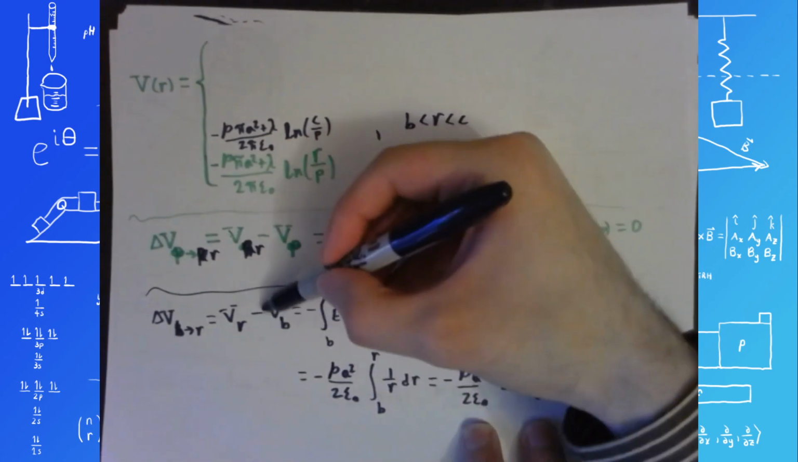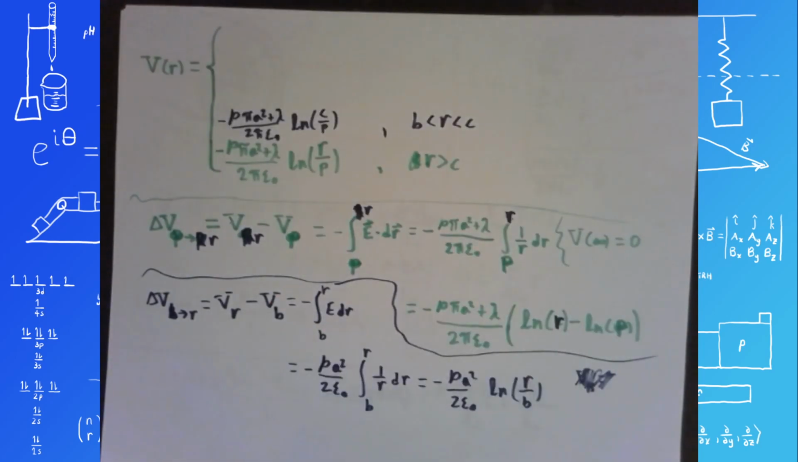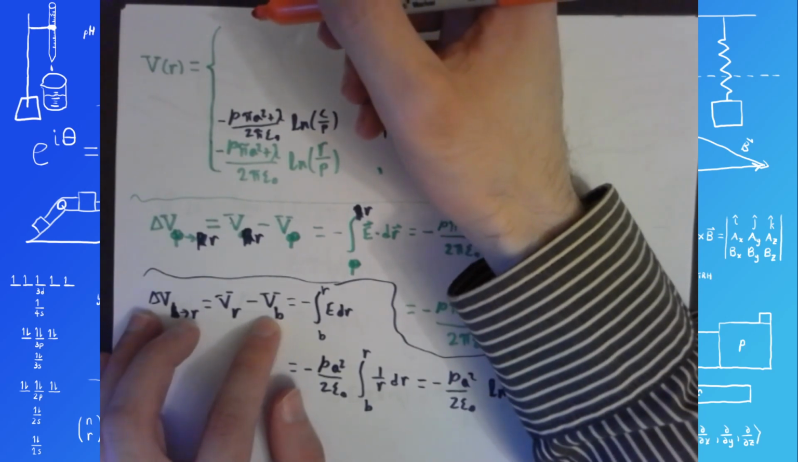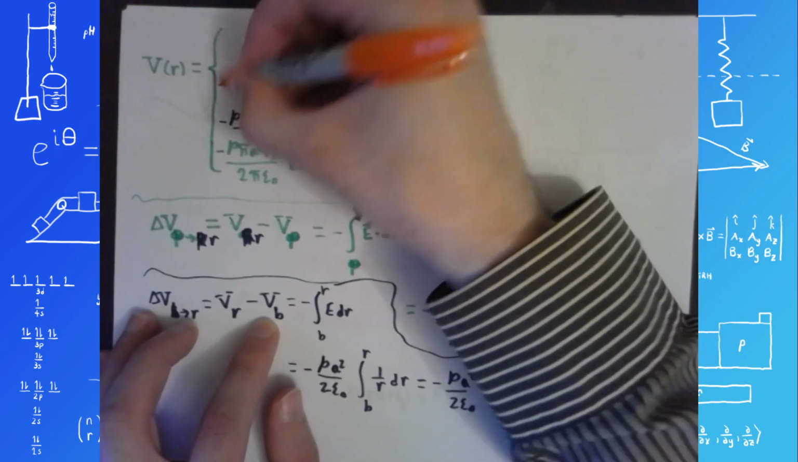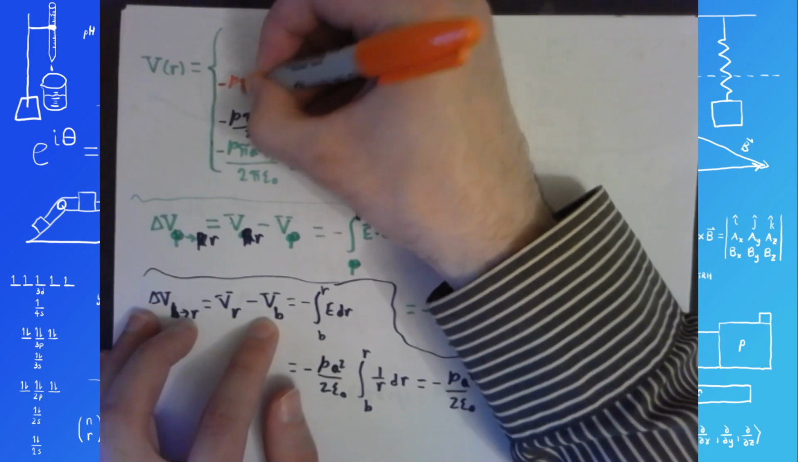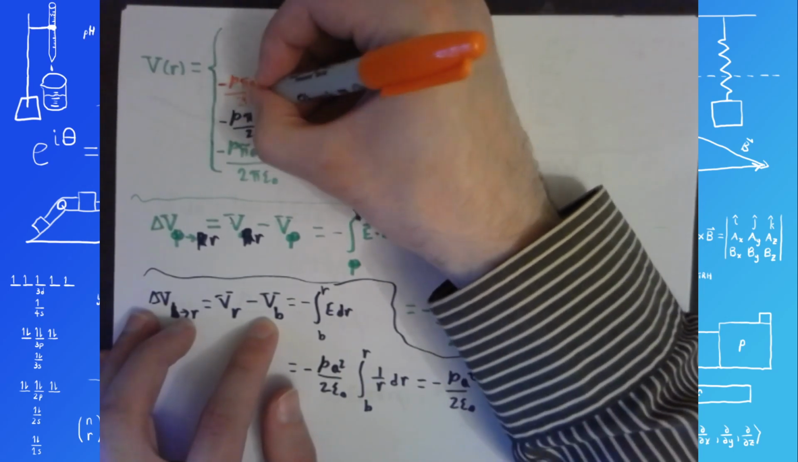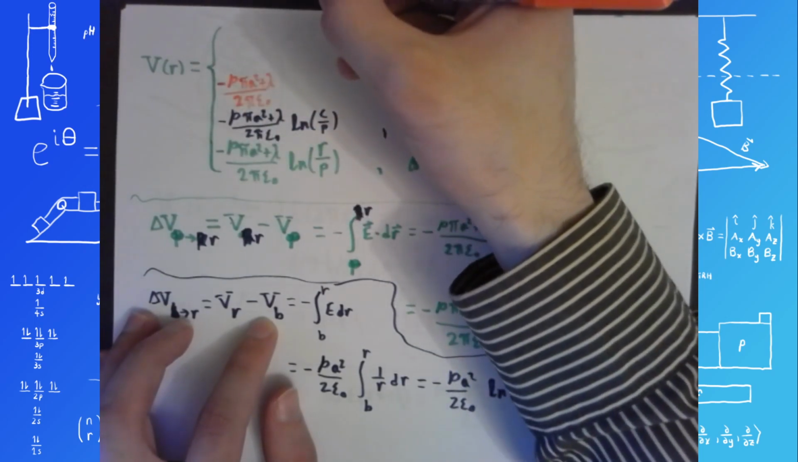Okay, and then add VB to it, and that gives you VR. So VR is going to be, let me switch to, how about orange? So VB is going to equal negative rho pi a squared plus lambda over 2 pi epsilon naught. You think this is torture for you? It's torture for me too.